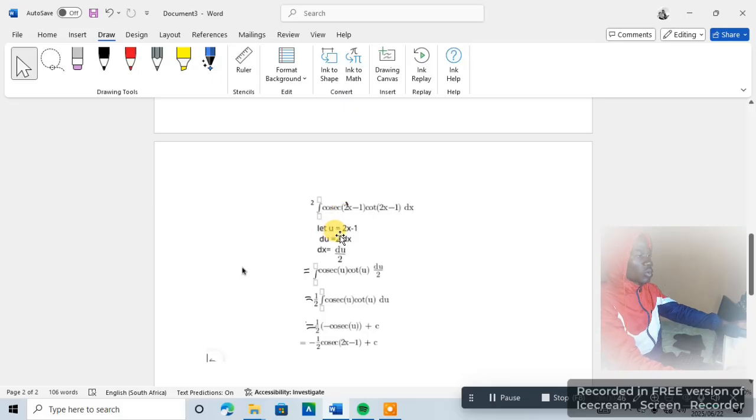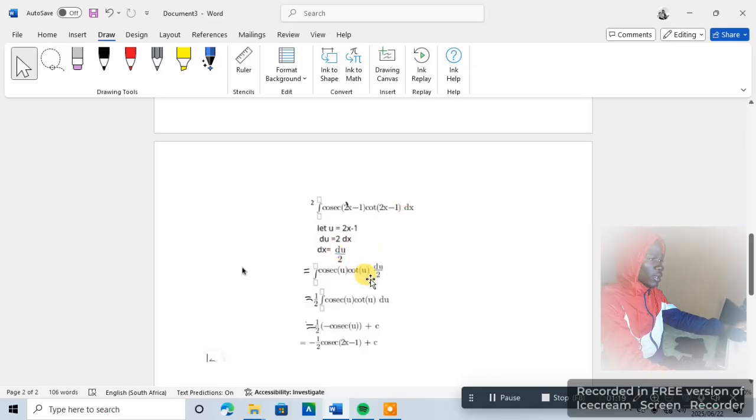U is equal to 2x minus 1, then du is equal to 2x dx in terms of x. We are differentiating in terms of x. So then we are going to make dx the subject of the formula. So then we are going to be left with dx equal to du over 2. Now we're going to substitute our u into the original equation. So the integral of cosec u multiplied by cot u times dx, which is equal to du over 2.